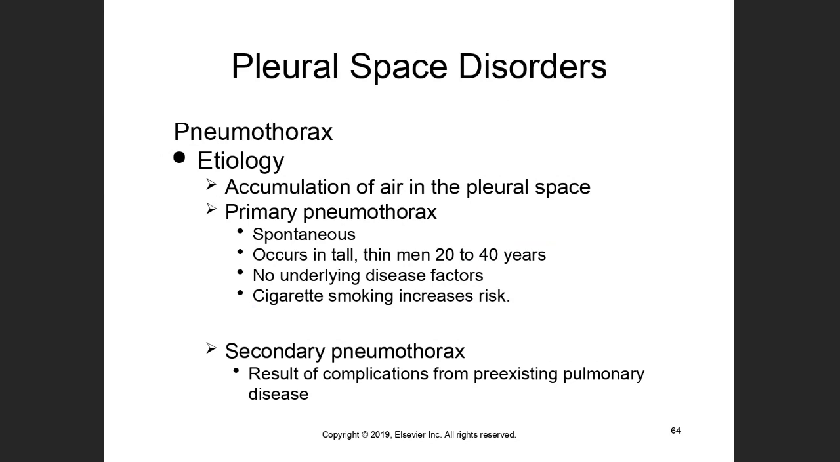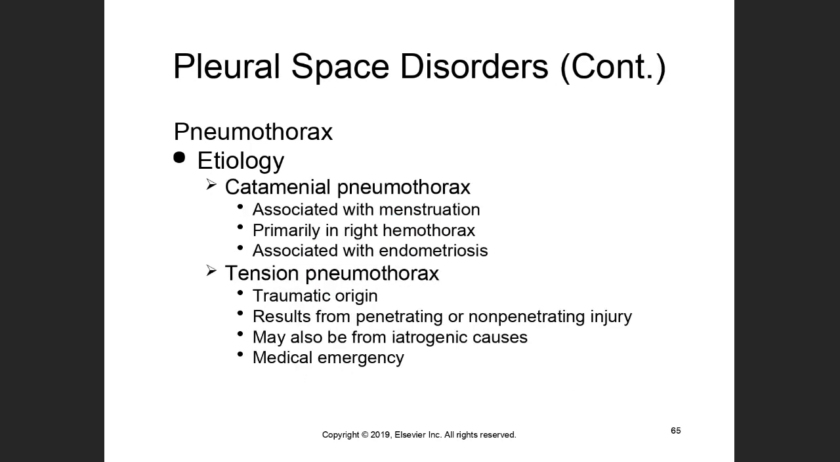Pneumothorax, etiology: accumulation of air in the pleural space, okay? We have primary pneumothorax. In primary pneumothorax, we have a spontaneous pneumothorax that occurs in tall, thin men or women, could be either in their 20s or in their 30s. Okay, but that's the main characteristic. Tall and thin people are at risk to develop spontaneous pneumothorax. Okay, cigarette smoking, and secondary pneumothorax is the result of complications from pre-existing pulmonary disease.